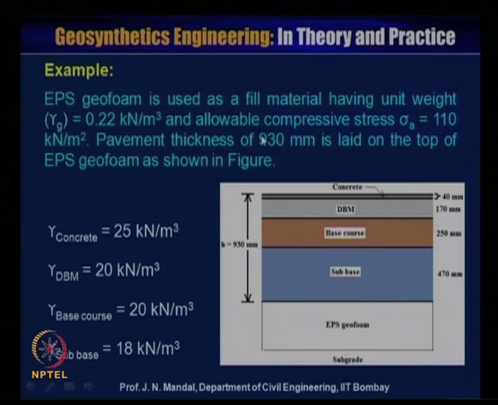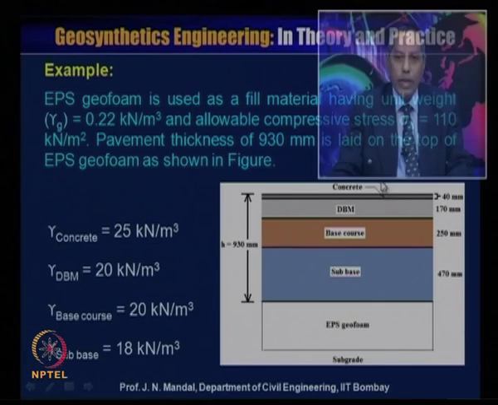EPS geofoam is used as a fill material having unit weight gamma g of 0.22 kilonewton per meter cube, and allowable compressive strength sigma A of 110 kilonewton per meter square. A pavement thickness of 930 millimeter is laid on top of the geofoam. This is the geofoam material, EPS geofoam as shown here.